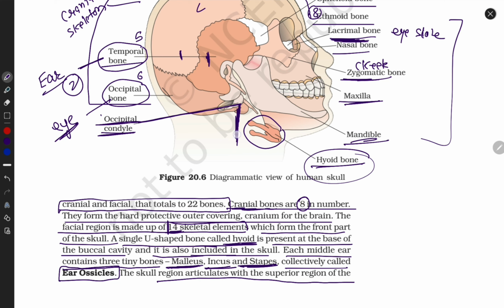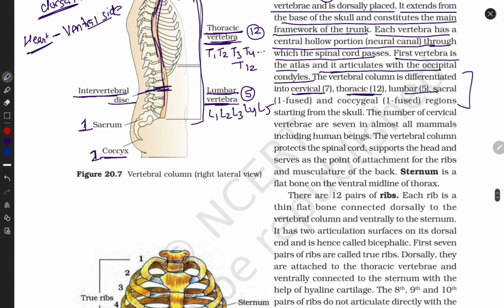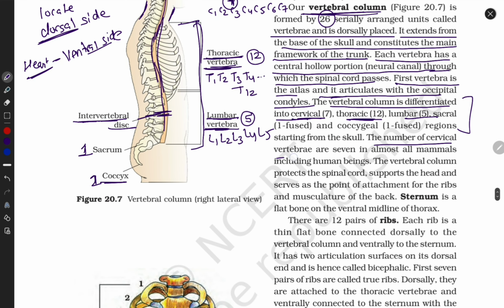They further move and form what? Vertebral column. The joining of the occipital condyle and the vertebral column is the foramen magnum. Now, the vertebral column is differentiated into, as I already explained. The number of cervical vertebrae is 7 in almost all mammals, including human beings. The vertebral column protects the spinal cord, supports the head, and serves as the point of attachment for the ribs. I already talked about these.